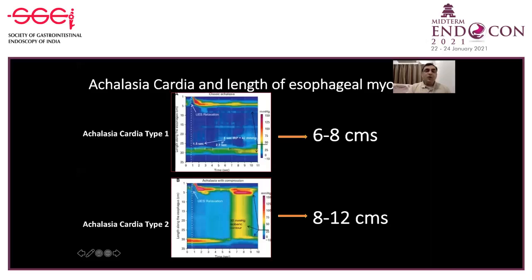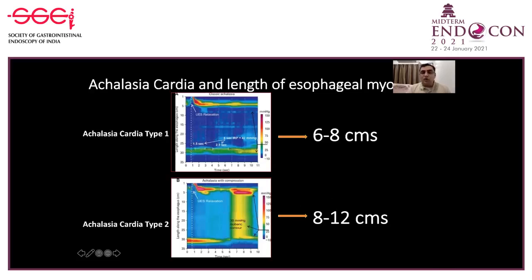Now, coming to each type of achalasia and the length of myotomy that we can tailor. In type 1 achalasia, as you can see here, motility is not there, so doing a long myotomy on the esophageal side is not going to help. Therefore, we do a small myotomy, 6 to 8 centimeters on the esophageal side, and 2 to 3 centimeters on the gastric side. In type 2, you have pan-esophageal pressurization, and therefore where you see contractility in the esophagus, we do a little longer myotomy.